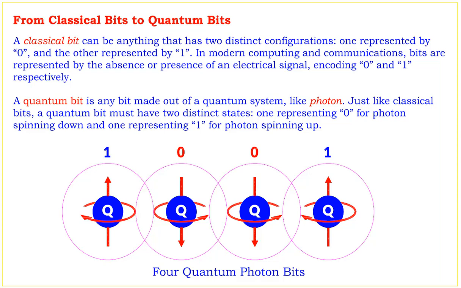From classical bits to quantum bits. A classical bit can be anything that has two distinct configurations, one represented by 0 and the other represented by 1. In modern computing and communications, bits are represented by the absence or presence of an electrical signal, encoding 0 and 1 respectively. A quantum bit is any bit made out of a quantum system, like a photon. Just like classical bits, a quantum bit must have two distinct states, one representing 0 for photons spinning down and one representing 1 for photons spinning up.